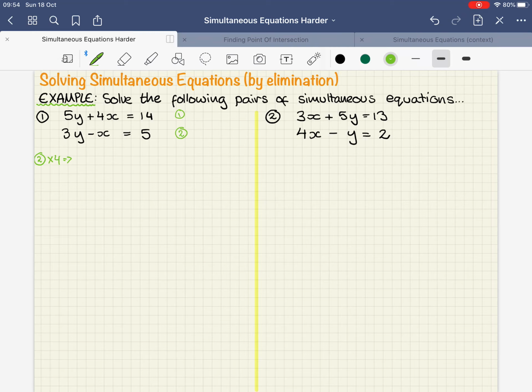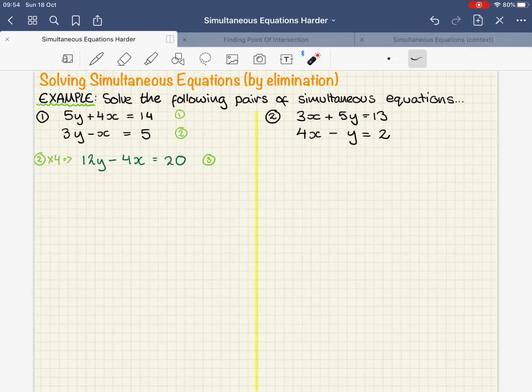When I do that multiplication, I need to multiply every single term in that equation by 4. So 3y times 4 is going to give me 12y. Then minus x times 4 is going to give me minus 4x. And then 5 times 4 is 20. So that's now my equation 3.